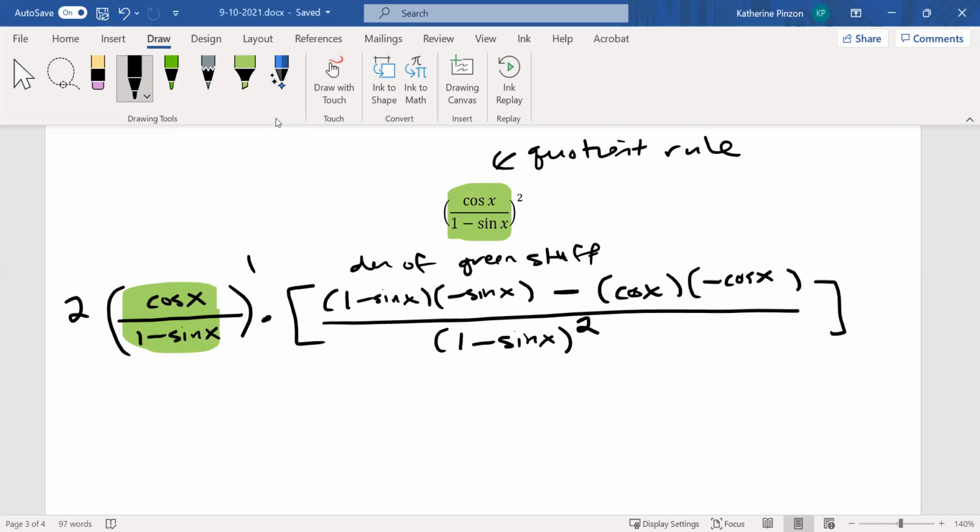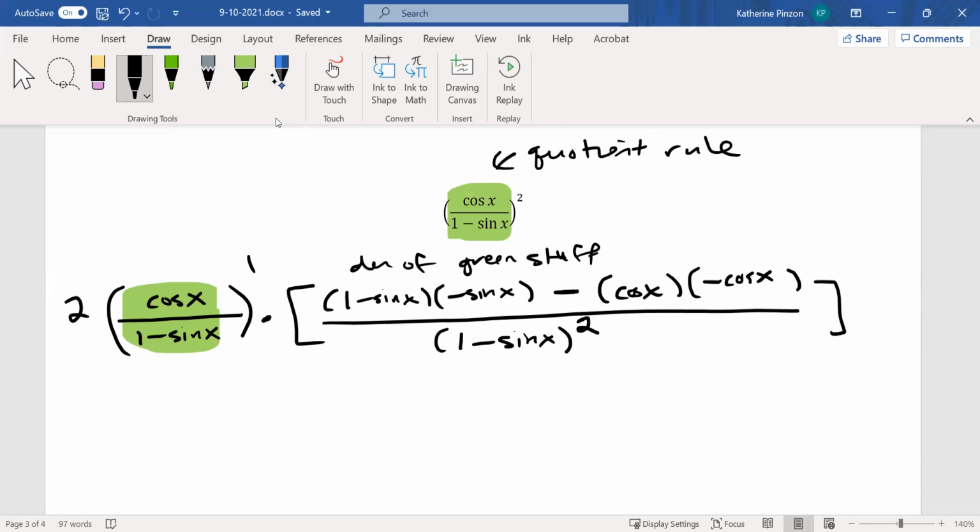You can leave it like that. You can simplify if you want to. You don't have to though. If you simplify, I think this is going to simplify nicely because you have a positive cosine squared and a positive sine squared. And when you do sine squared plus cosine squared, you get 1. So they're going to go away, but it's not necessary. You can be done at that point.